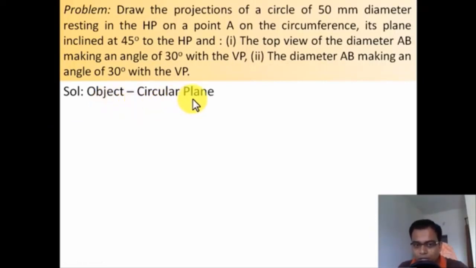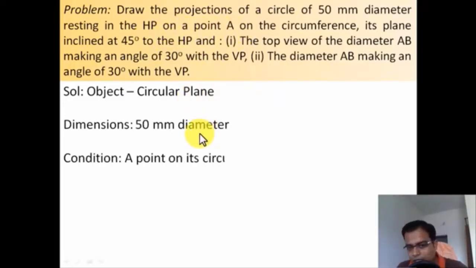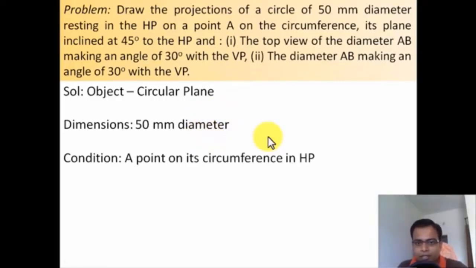Object, obviously a circular plate or a circular plane, negligible thickness, right? Now the next most important thing is the condition. So what's the condition? The condition says that amongst all the points in the circumference, there is one point, named point A, which always remains in contact with the horizontal plane. That means the remaining points are up in the air, or you can also say that the surface is definitely going to make some angle, which is 45 degrees with the horizontal plane.